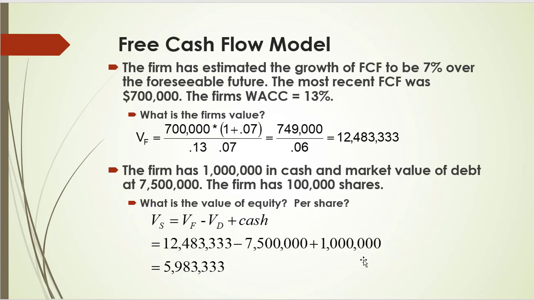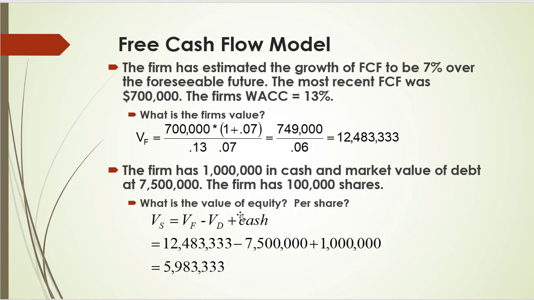So let's look at this company. We've estimated free cash flow growth to be 7%. The most recent free cash flow was $700,000, and the company has a weighted average cost of capital of 13%. So the company's value is $12.48 million. The company has $1 million in cash, has $7.5 million in debt, and they have 100,000 shares.